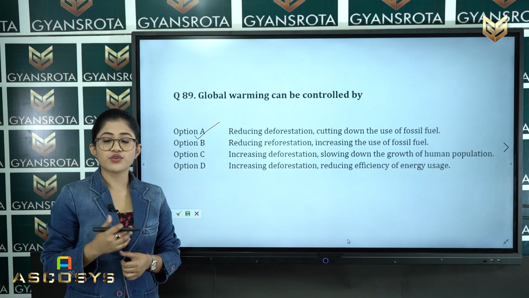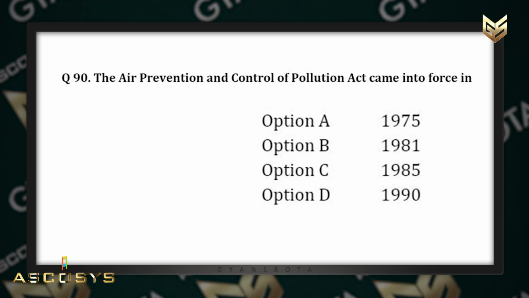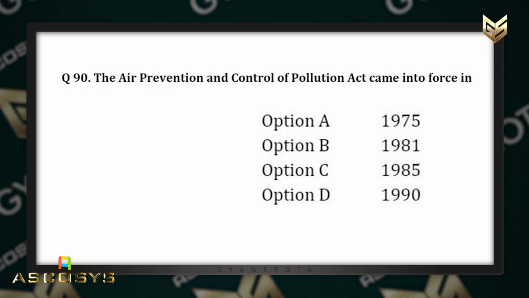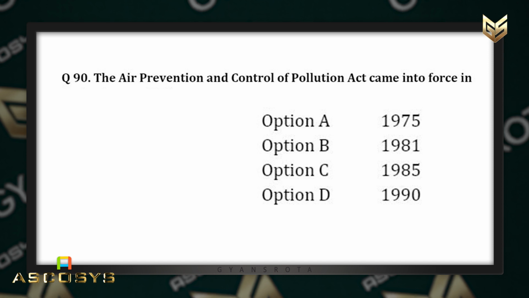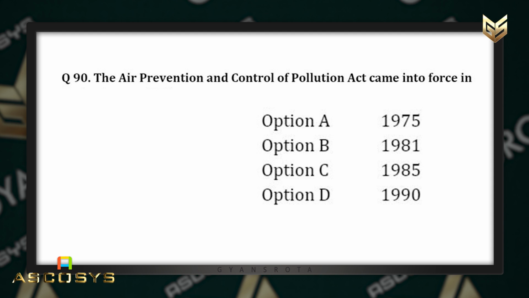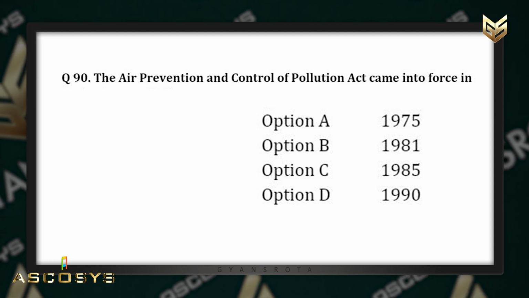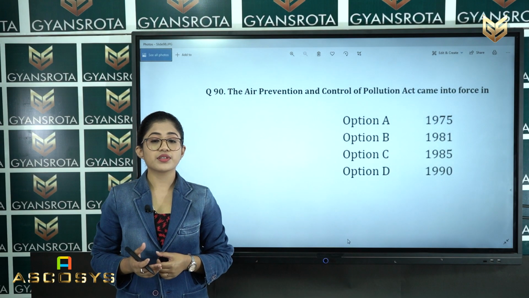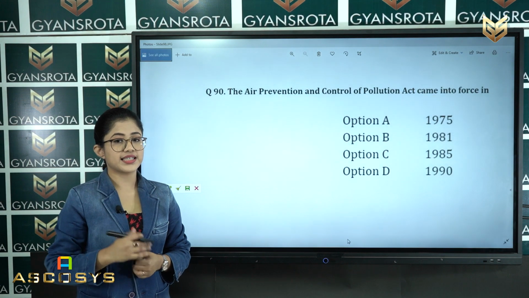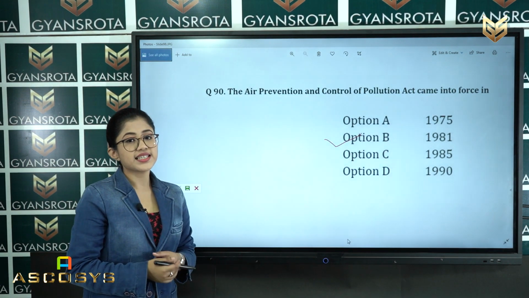Now, let us see the last question of this question paper, that is question number 90. The Air Prevention and Control of Pollution Act came into force in option number A, 1975, option number B, 1981, option number C, 1985 and option number D, 1990. This is from the chapter Environmental Issues. So, what is the correct answer? The correct answer is option number B, 1981. So, that is the correct answer.